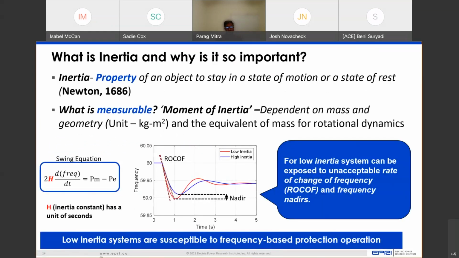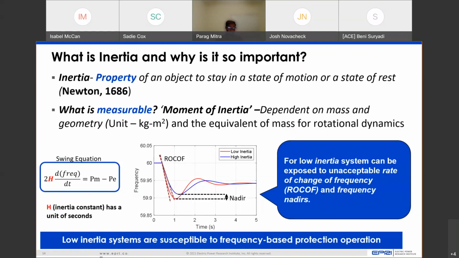In this presentation we are going to talk about inertia and inertia monitoring, so it makes sense to understand what inertia is and why it is so important. Inertia is a property: the property of an object to stay in a state of motion or in a state of rest. Newton coined this term way back in 1686. Of course, it's a property. It's not a measurable quantity.